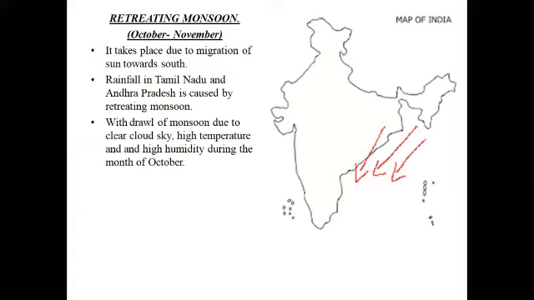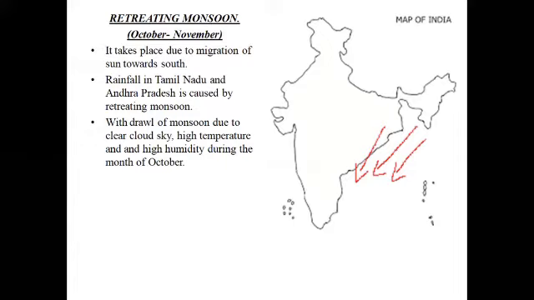Now, what is happening here? By the 1st September, the sun starts its movement towards the south. The low pressure which was generated in the northern part or the central part of India starts weakening. It becomes weak and is no longer able to attract the monsoon wind towards the land. As this low pressure becomes weak, high pressure begins to build over the mainland.